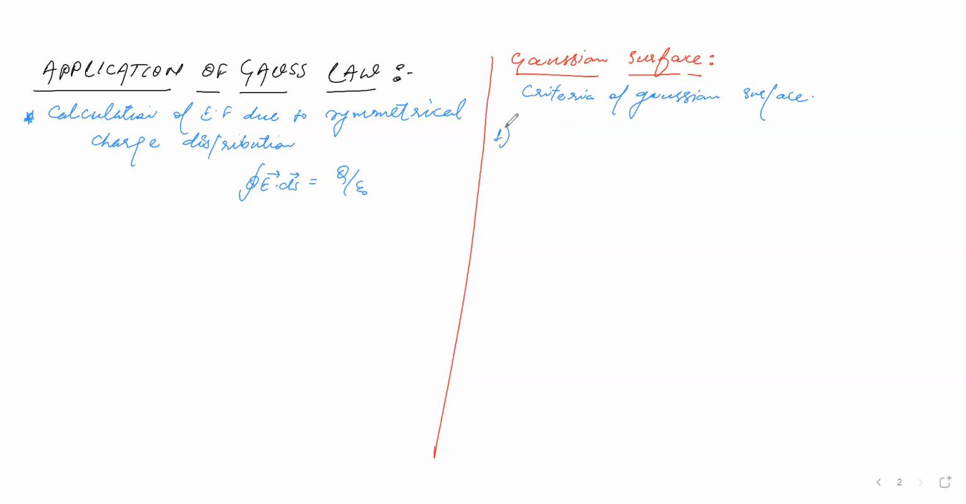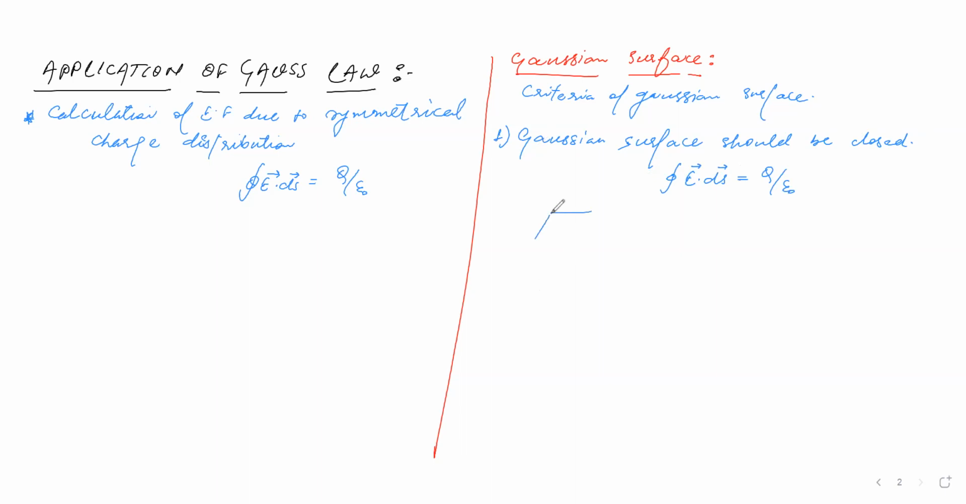The first criterion is that the Gaussian surface should be closed. All right. The integral of E dot ds is equal to Q over epsilon naught. This is your formula for the Gaussian surface. But remember that the Gaussian surface should be closed.